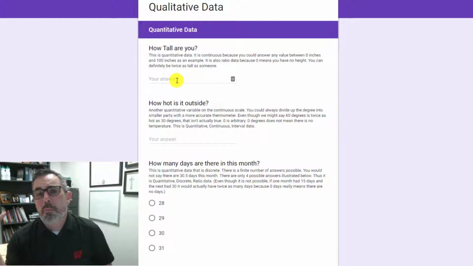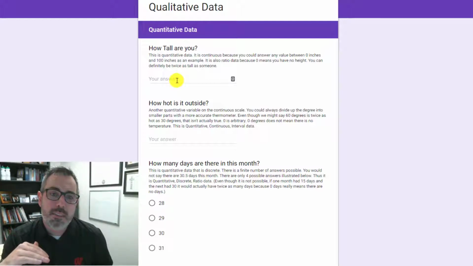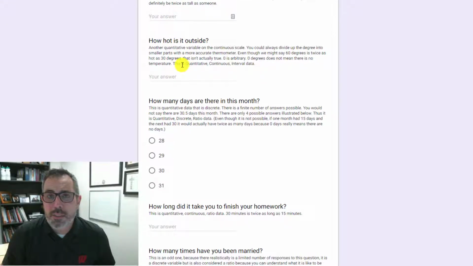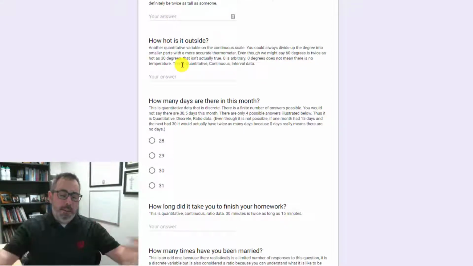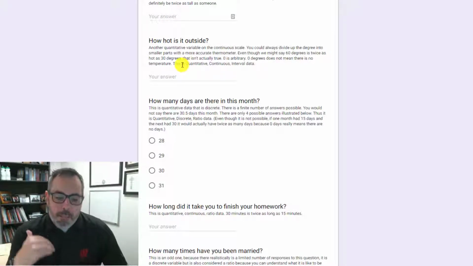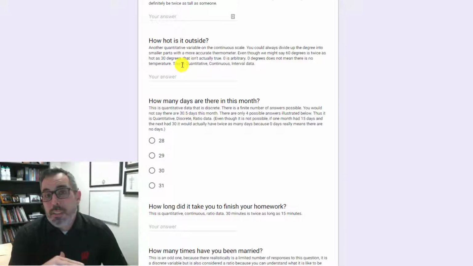So saying that someone who is 4 feet tall is twice as tall as someone who's 2 feet tall makes sense. On the flip side, if I ask how hot it is outside, and you say in Fahrenheit, oh, it's 75 degrees outside, that does not mean it is twice as hot as when it is 37.5. Or if it's 80 degrees, it's not twice as hot as 40 degrees. That's not how it works.